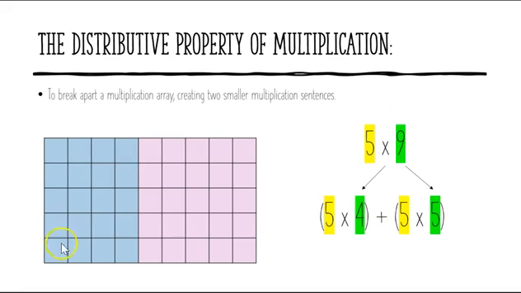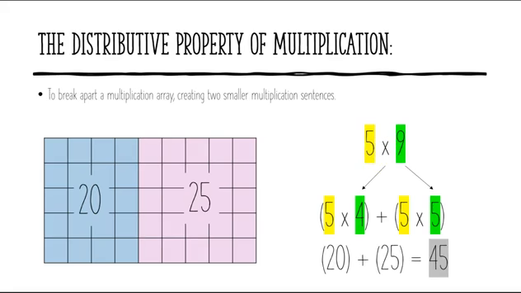Let's solve 5 times 4 first. You can count by fives. 5, 10, 15, 20. Then 5 times 5 would be another 5, 25. Now I can add these two together to find out what 5 times 9 equals. 20 plus 25 equals 45.